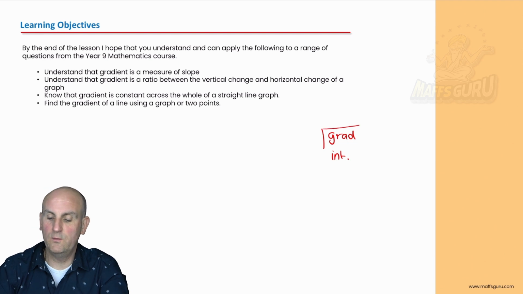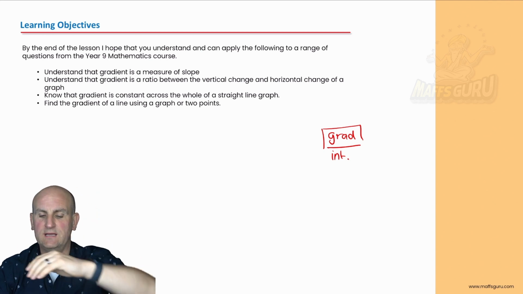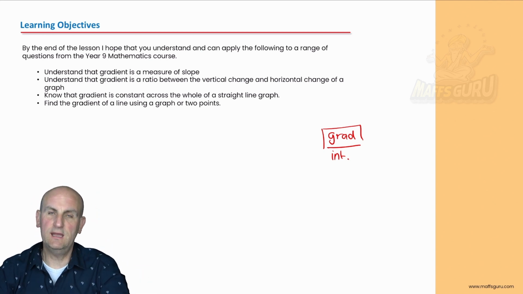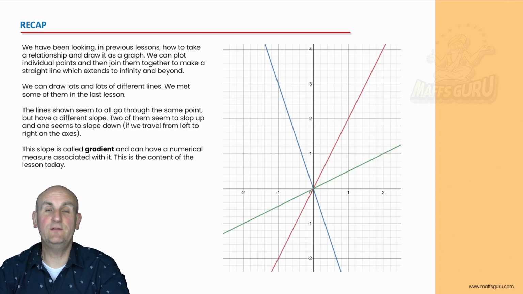And again, this is leading up to something. In today's video, we're going to look at what the gradient is, and it's a measure of slope. Understand that it's a ratio between a vertical height and a horizontal change. It's constant across a line, we'll come back to that. And the gradient is basically found from just 2 points on that line.